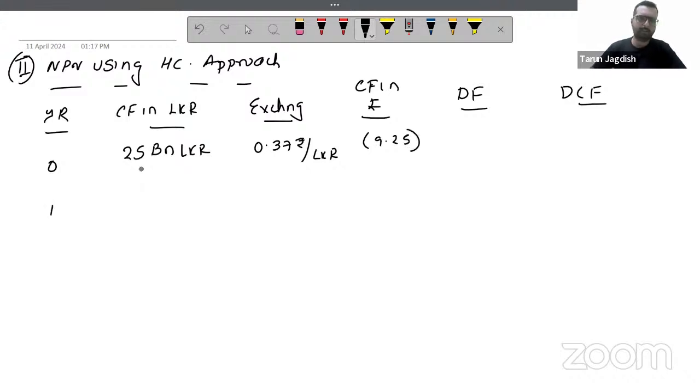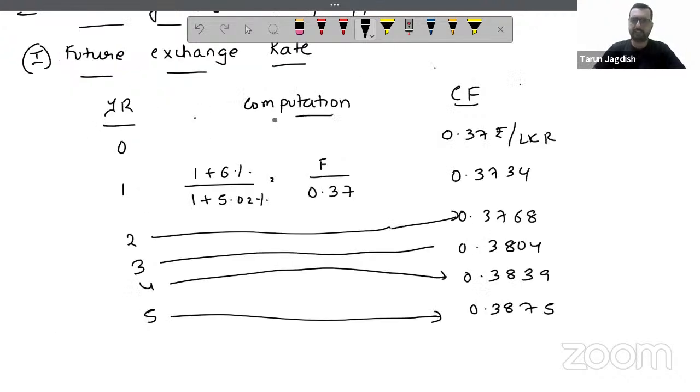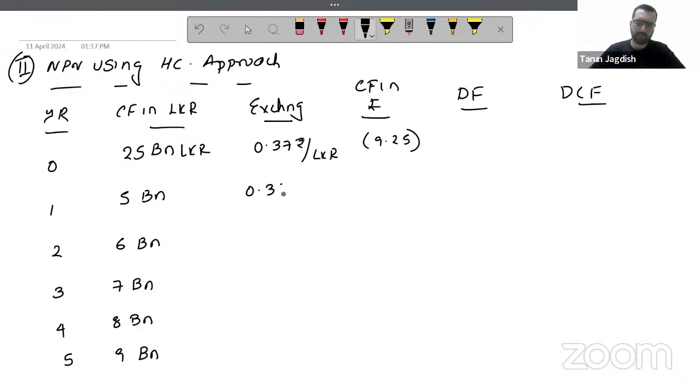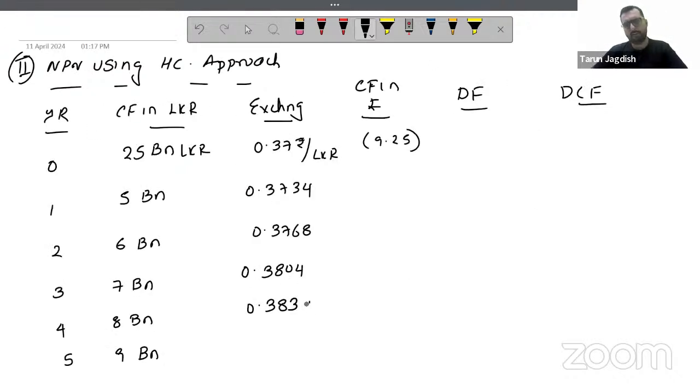Year 1, they have told 5 billion. Year 2, 6 billion. Year 3, 7 billion. Year 4, 8 billion. And year 5, you will have 9 billion. So the exchange rate every year will be 0.3734, 0.3768, 0.3804, 0.3839, and you have 0.3875. All right. So once you multiply with this, you will get the cash flows in rupees.